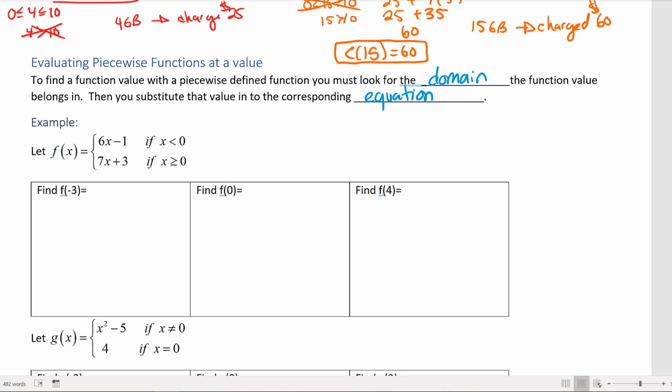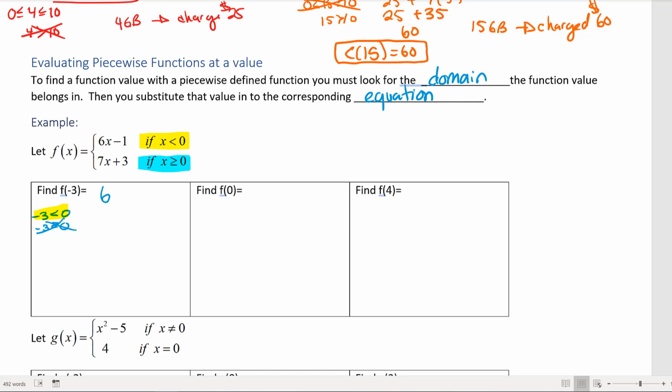So the first thing I'm going to look at is negative 3 less than 0, or is negative 3 greater than or equal to 0? I'm looking at the two function values here, and I am deciding which function it belongs in. So it looks like on this example, negative 3 is less than 0, so it belongs in the yellow function, okay? And the other one doesn't even make sense. Negative 3 is not greater than or equal to 0. So I'm only going to plug into the yellow highlighted function.